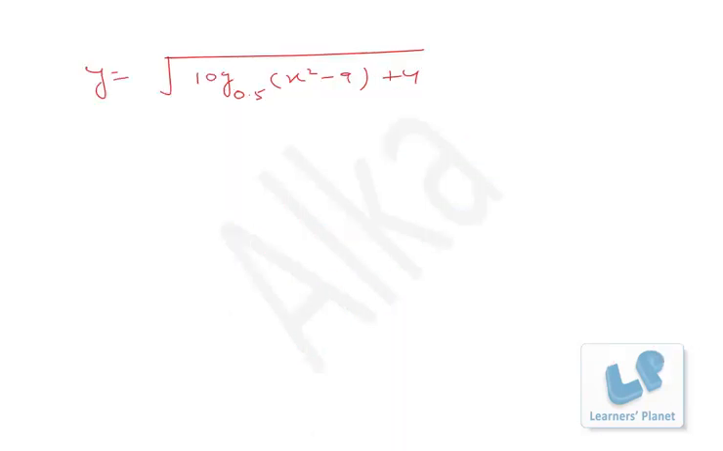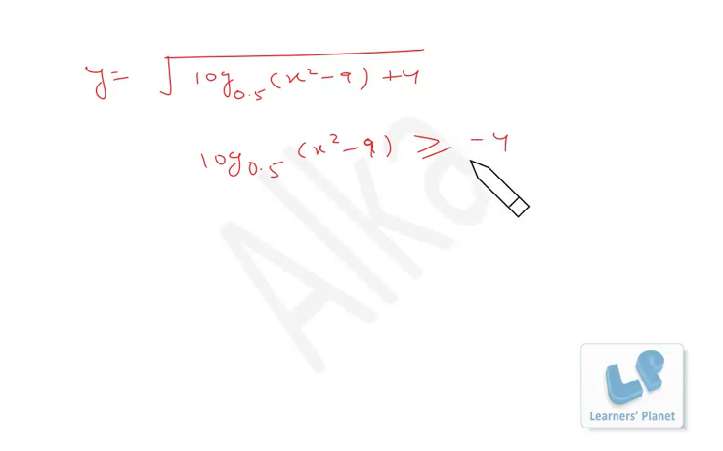Now let's solve this one. Again, integral values of x we have to find out. So the very first step is the expression under the square root should be greater than or equal to 0. So log of (x square minus 9) to the base 0.5, plus 4, should be greater than or equal to 0. So it should be greater than or equal to minus 4, right?